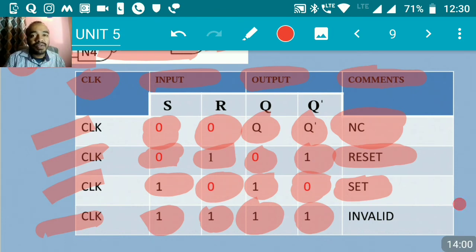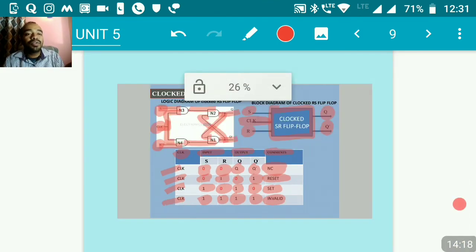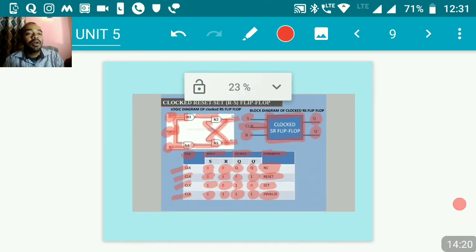If Q is equal to 0, Q bar must be 1. That is why this state of the clocked RS flip-flop is also called the invalid state of the clocked RS flip-flop. This is the truth table of the clocked RS flip-flop. Let us go to understand the working.